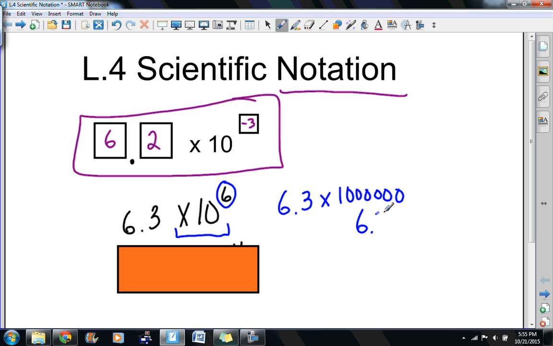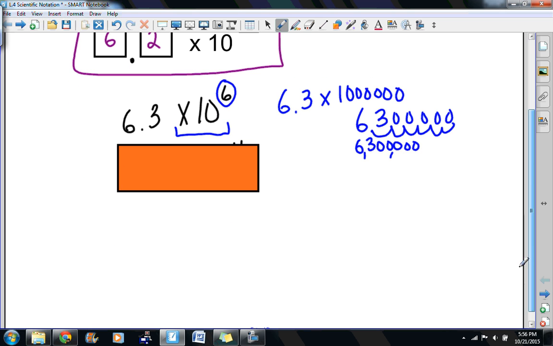So I take my number 6.3 and I move 1, 2, 3, 4, 5, 6. And I insert a 0 for all of these numbers. So in this case, my answer would be 6,300,000. So already that's the question. Why are we learning scientific notation? Well, scientific notation is used to write really big numbers and really small ones.